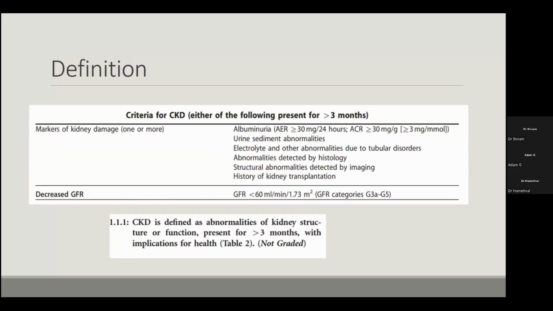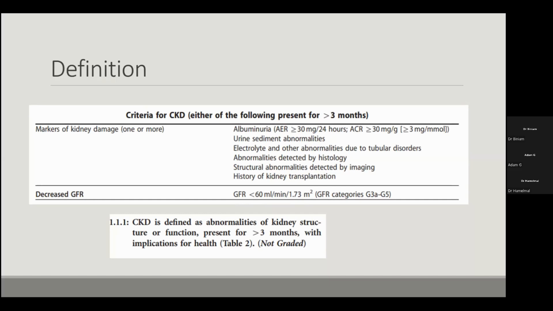So let's come to the definition. This definition is taken from the KDIGO guideline. Unfortunately, in the 2012 guidelines, the last one we have, I'm sure there will be updates soon. They are planning to update in the coming years. So to define CKD, we need markers of kidney damage or decreased GFR. Either of the markers of kidney damage or decreased GFR is required.